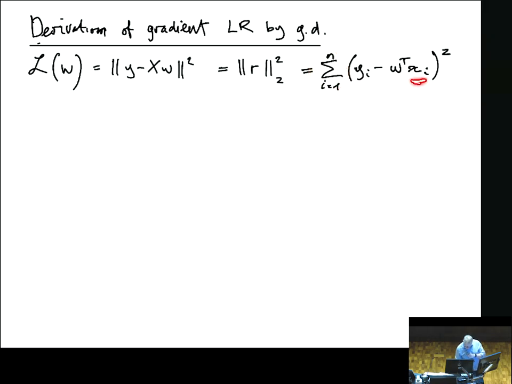What's xi? What's the dimensionality of xi? Is it a scalar? Is it a vector? What is xi? Yeah, row or column, doesn't really matter, but in this case let's think of it as a column vector, and what's the dimensionality of it? P? Yeah, it's a P vector, right?